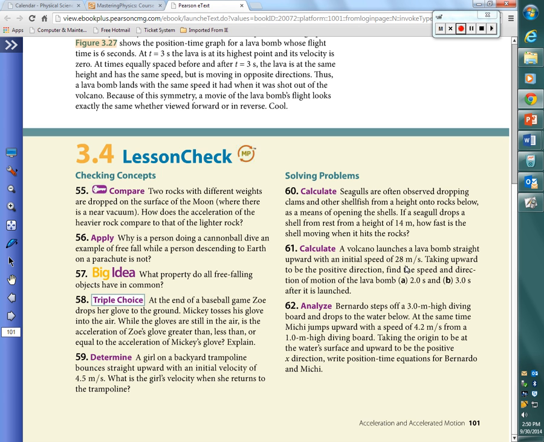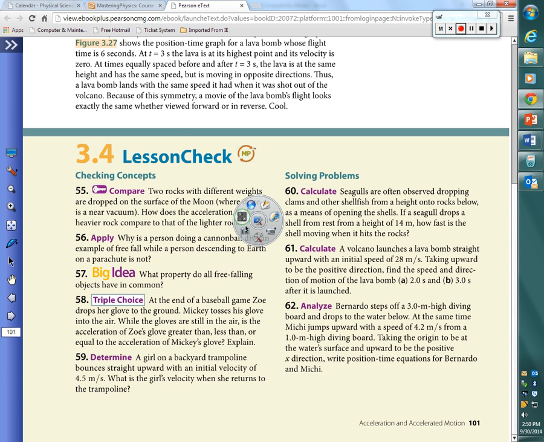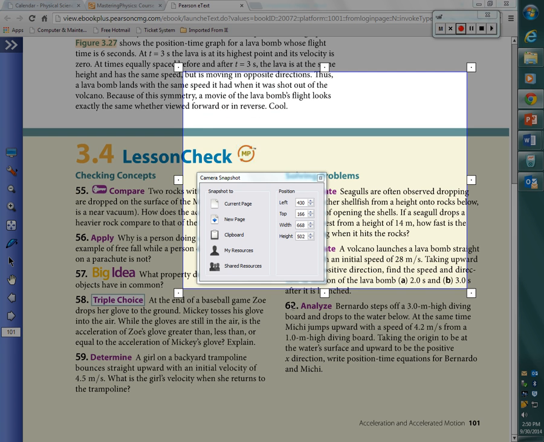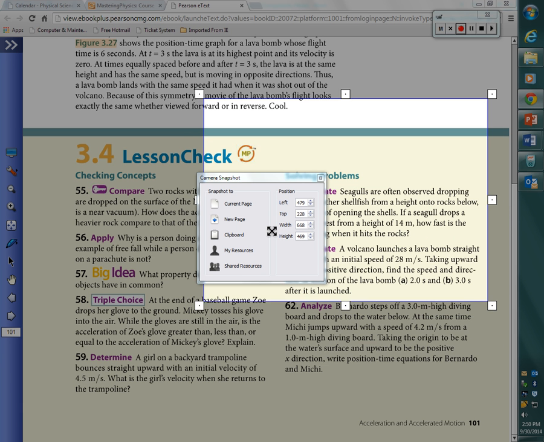All right, I wanted to do one more example problem with you guys, so that we have put some numbers onto this. And that example problem is number 61 on that same page about a lava bomb.